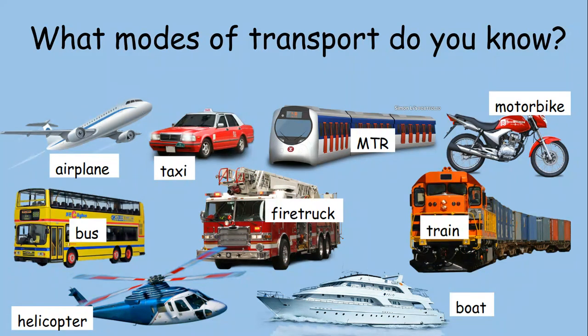So, here we go. We've got the aeroplane. Over here goes in the sky. The taxi. It's a car you pay the driver. It's the taxi. The MTR. We all know what the MTR is. You get it a lot, I'm sure. The motorbike. I'm sure you recognize one of those. They go very fast. A bus. We all know about the bus.